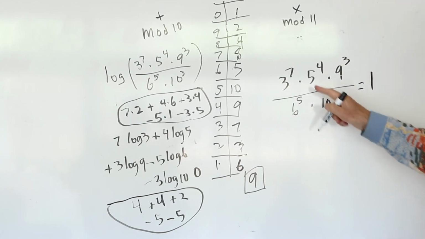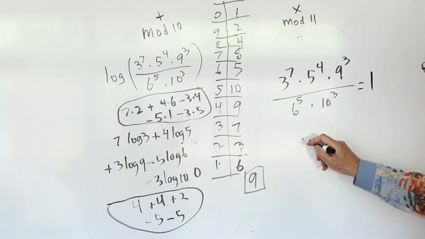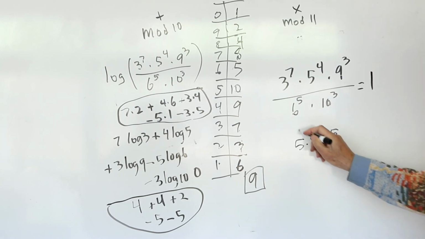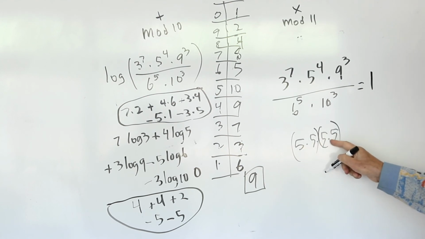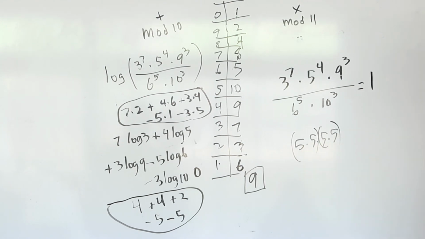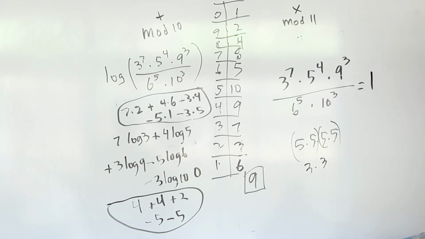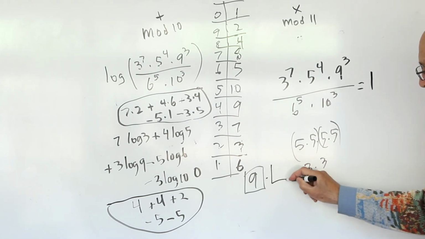Now we're going to work on 5 to the 4th power, which is 5 times 5 times 5 times 5. So that's 25 times 25. 25 minus 22 is 3, times 3 is 9. So we get another 9.